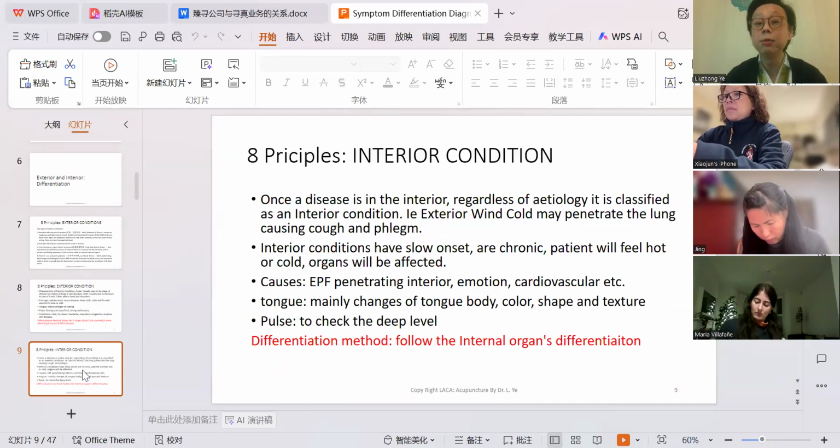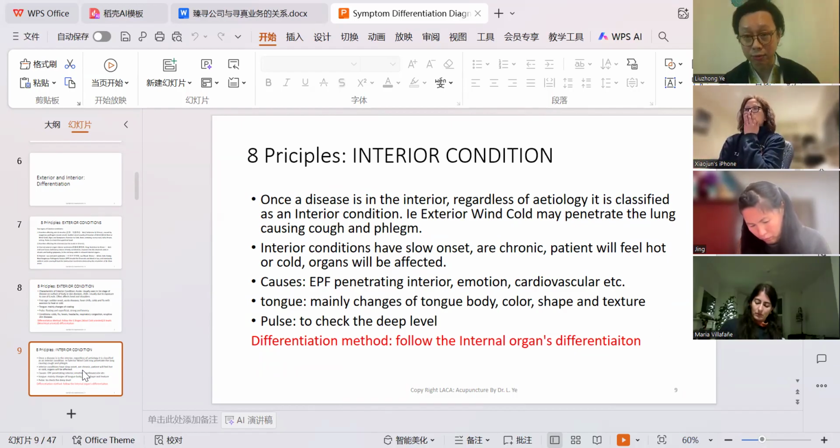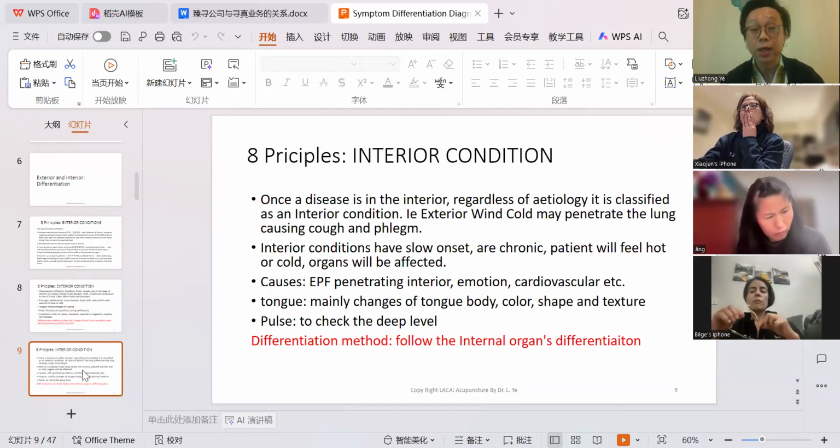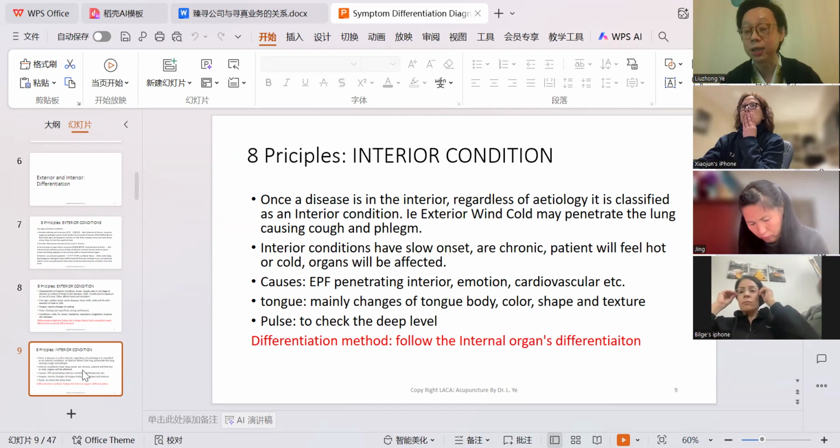Right. So what about interior condition? Because we talked about exterior now. The interior condition means when the disease, whether it's coming from outside, the exterior, enters into the organ level, then it becomes interior, or it's created from the inside and hits the interior condition, the organs directly, and that is still called interior.